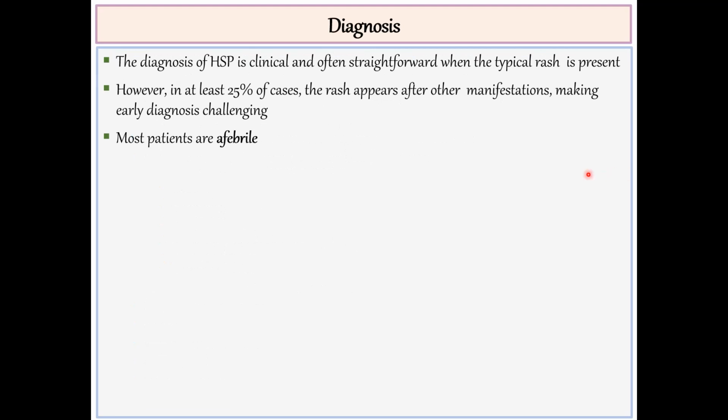Diagnosis. The diagnosis is clinical and often straightforward when the typical rash is present. However, in at least 25% of cases, the rash appears after other manifestations, making early diagnosis challenging. Most patients are afebrile.